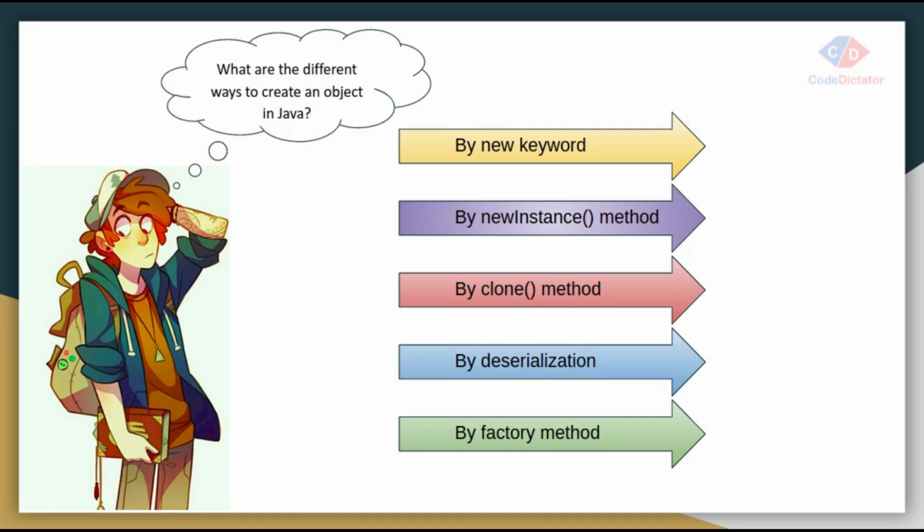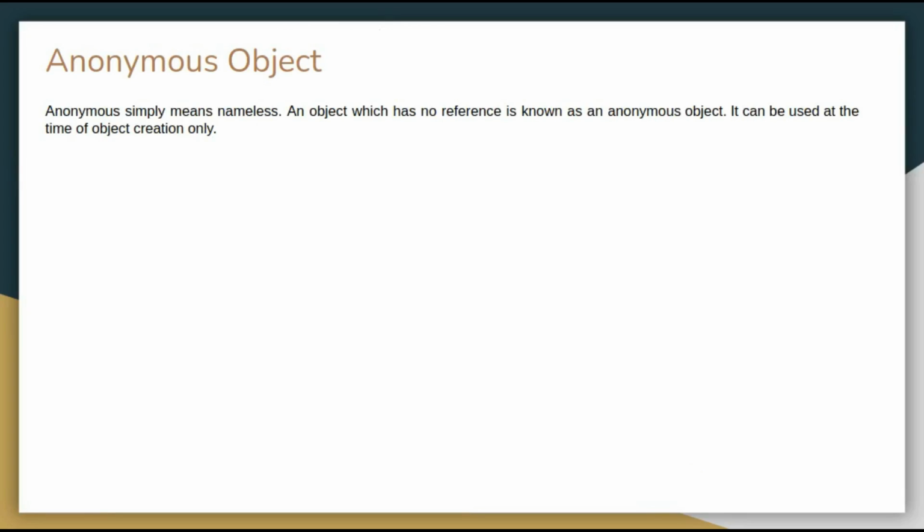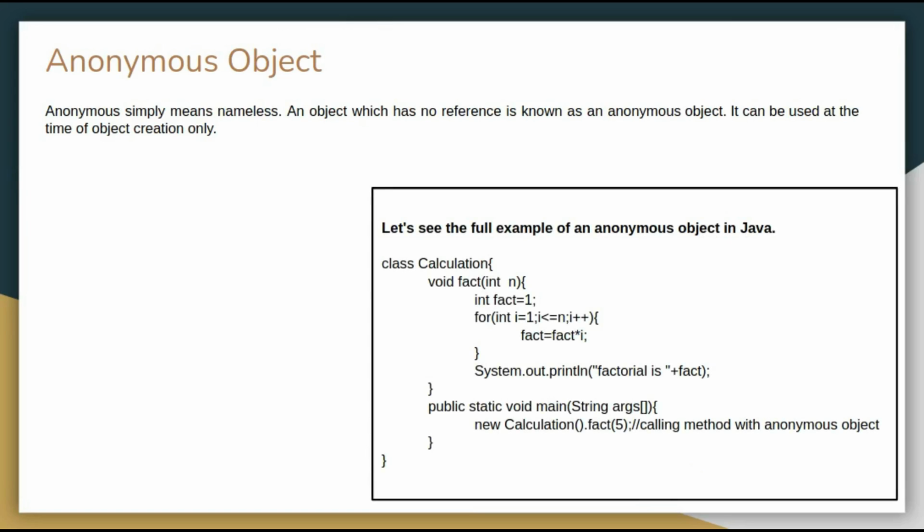There is something called an anonymous object. So what exactly is an anonymous object? An anonymous object is basically one which doesn't have any calling method with a specific object name. That is why we call it an anonymous object.